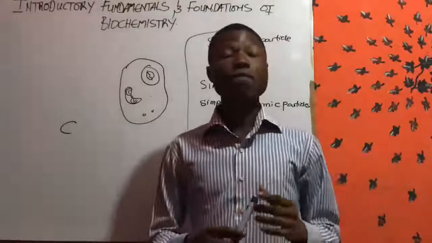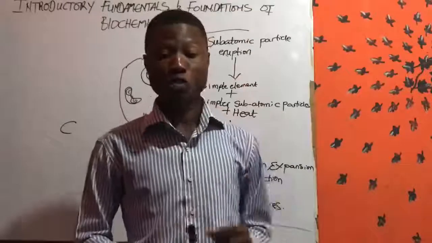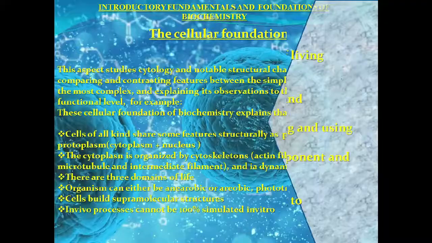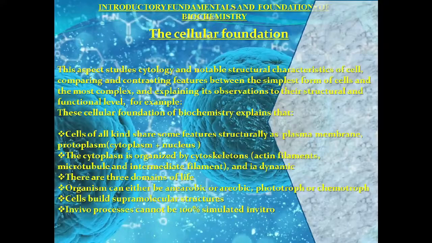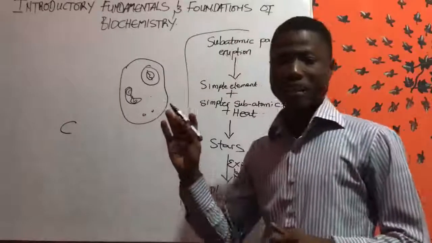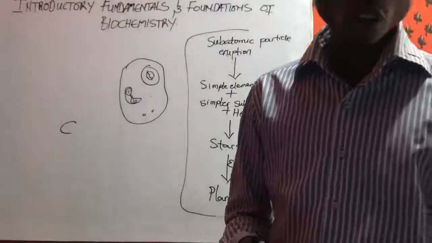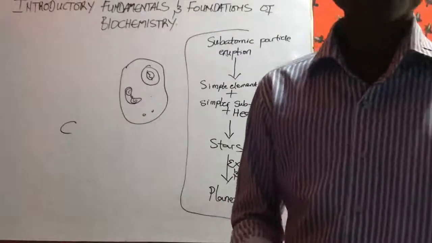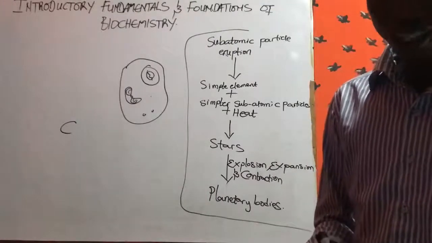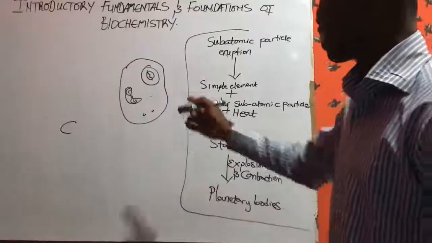So the cellular foundation of biochemistry explains that, first and foremost, cells of all kinds share some structural features, for instance, the plasma membrane. You notice that the plasma membrane is seen in virtually all cells. And what's the function of the plasma membrane? The main function of your plasma membrane is that it regulates what comes in and what goes out of the cell. It's just like a gate.